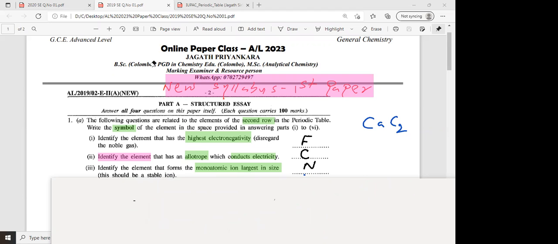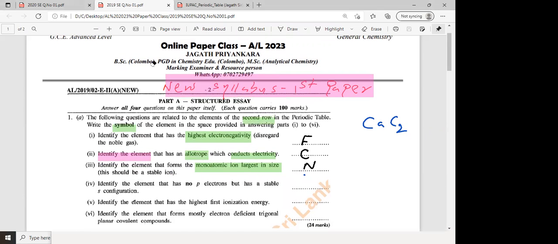Number 4. You can post the answer in the chat. The fourth one: an element that has no p electrons but has a stable s configuration. No p electrons, has a stable s configuration. Okay, let's see how many of you gave the correct answer.